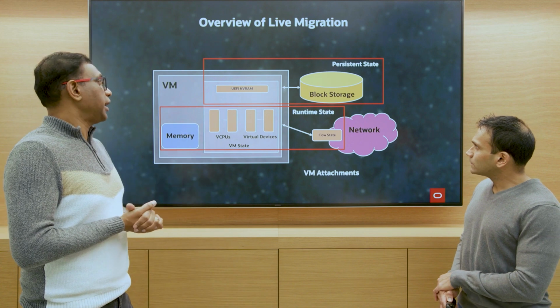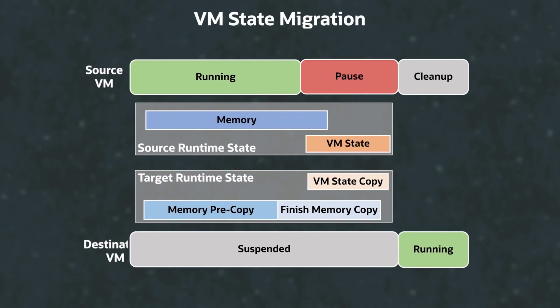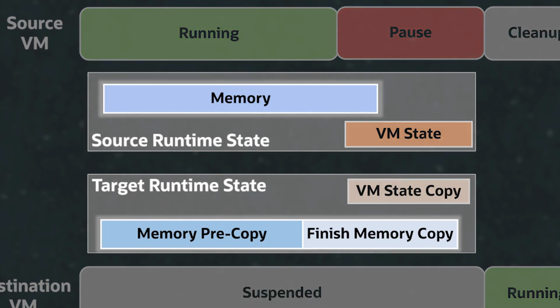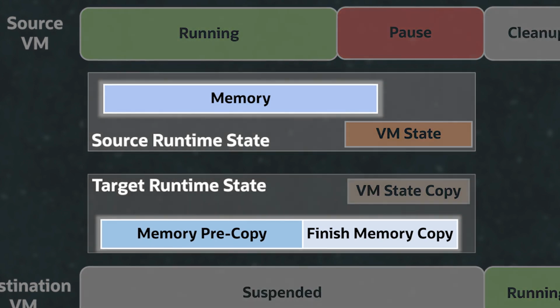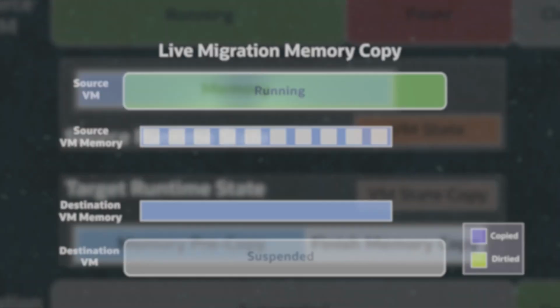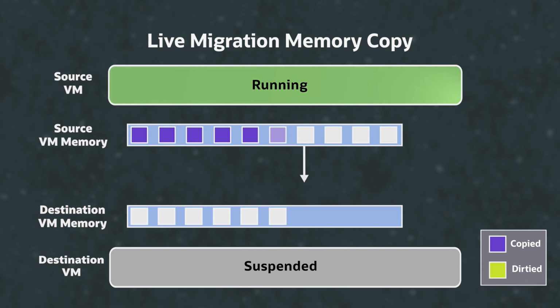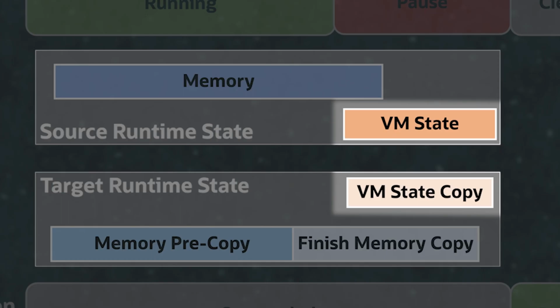Let's take runtime state. The biggest piece of runtime state is the memory pages, the actual RAM that's in the guest VM. That has to be copied over to the destination. Now, the way we do this is kind of interesting. We keep the source VM running, and we will keep copying memory pages to the destination. And then when most of the memory has been copied, we take a short pause, and then we copy over the rest of the runtime state.